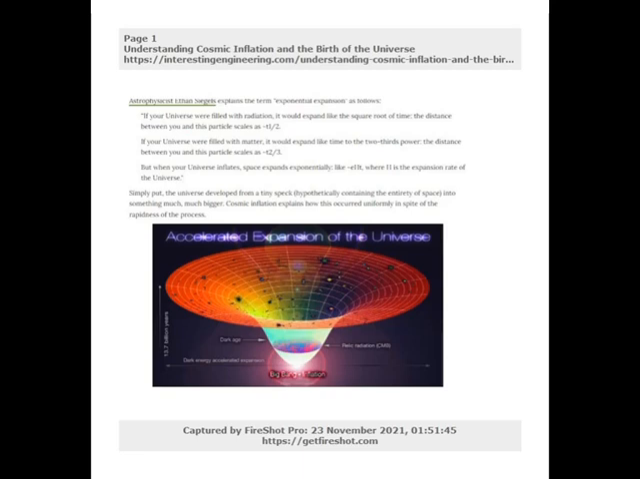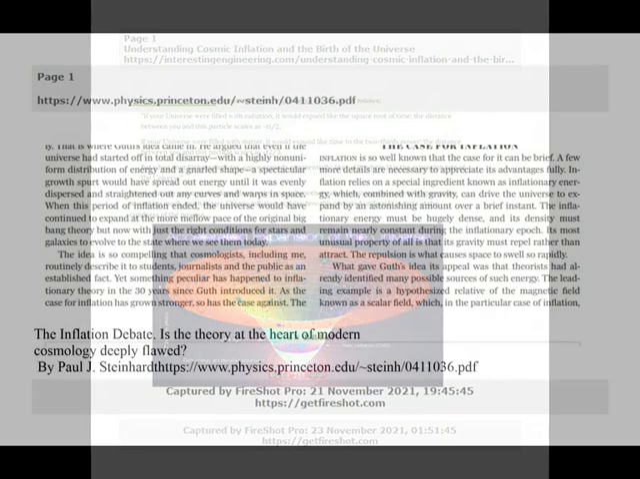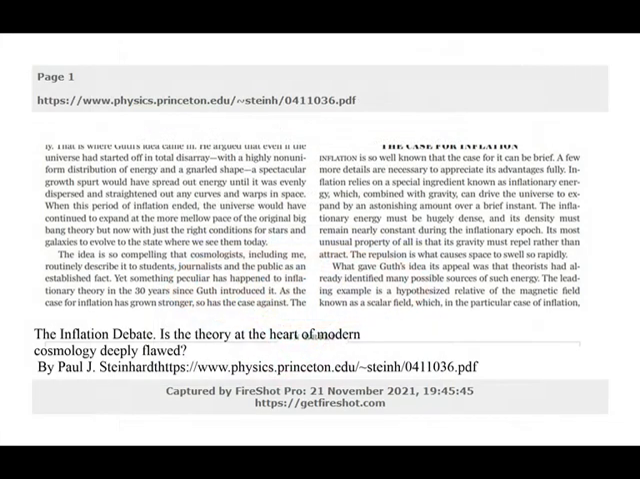Simply put, the universe developed from a tiny speck, hypothetically containing the entirety of space, into something much, much bigger. Cosmic inflation explains how this occurred uniformly in spite of the rapidness of the process. Inflation was invented to explain a couple of features of the universe that are really hard to explain without it. So what problems does cosmic inflation resolve?